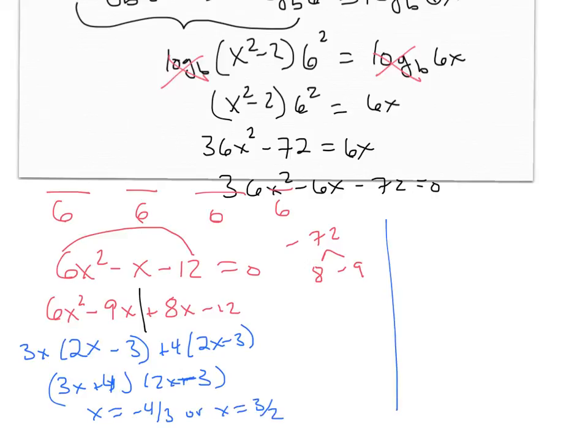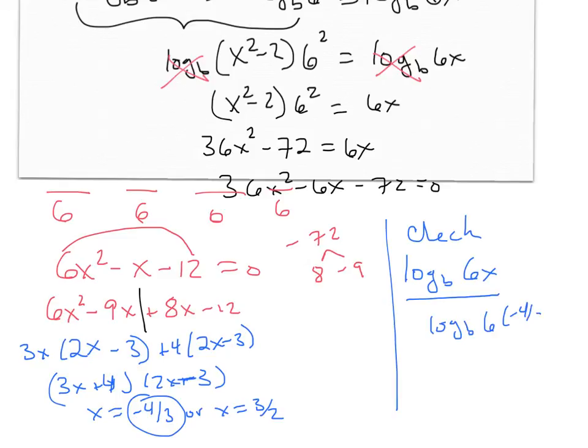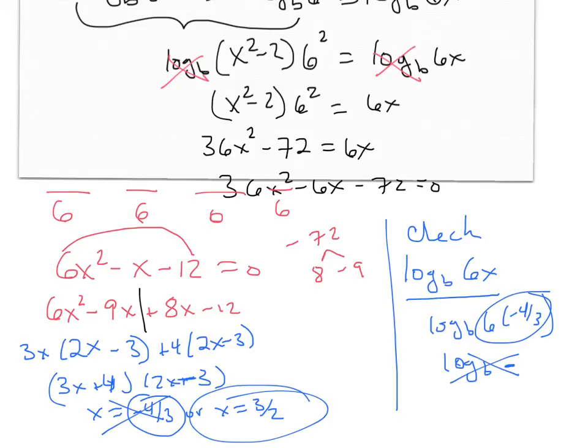And remember, with these problems, we have to do a check. We can't take the log of a negative number. So I'm just going to use the side that's easier to work with, this side. If I plug in the negative 4/3, log base b of negative 4/3, well, this is going to be negative. I cannot have a negative value, so I throw that solution out. The 3/2 is my only solution.